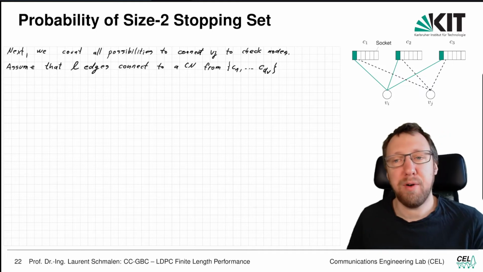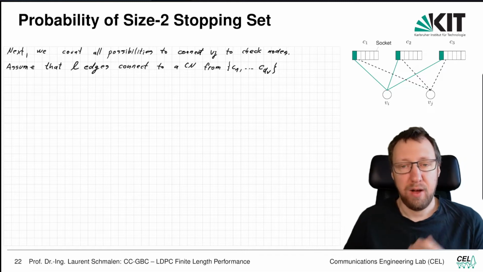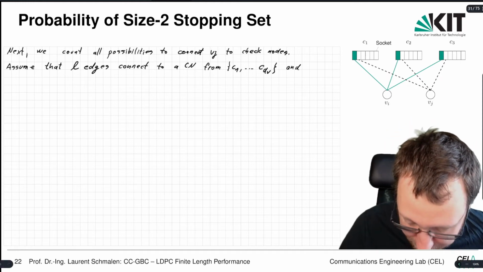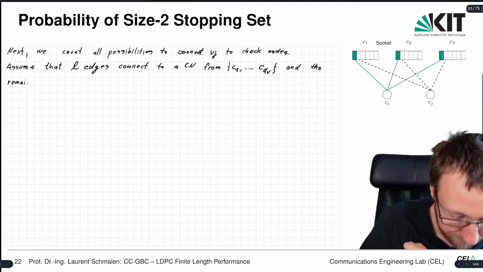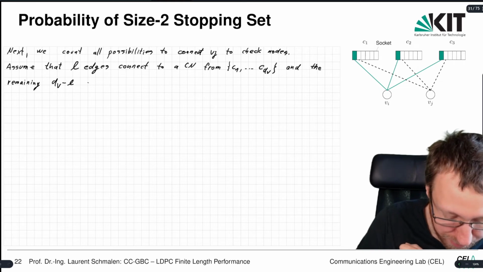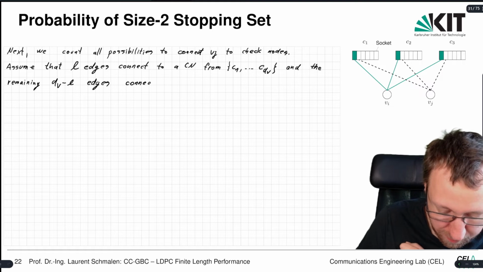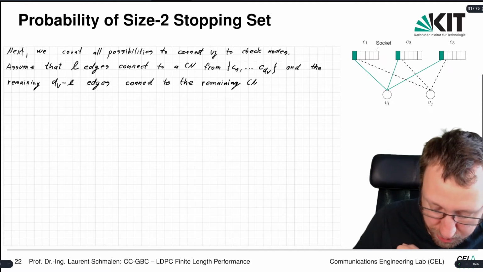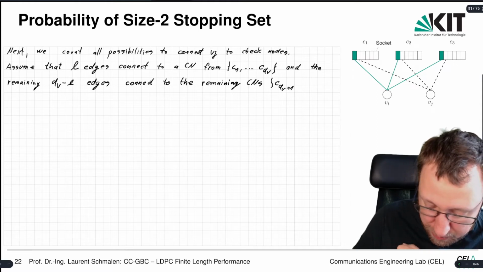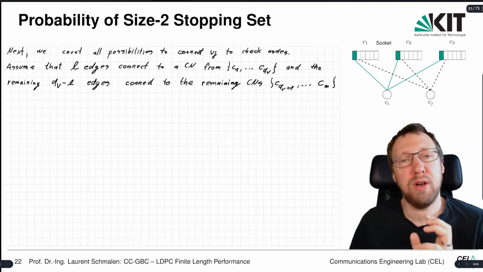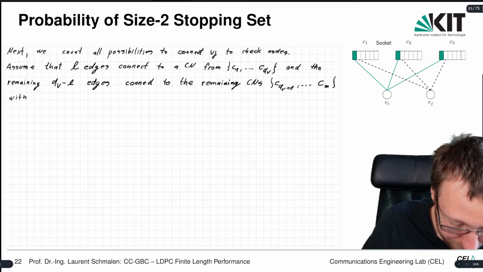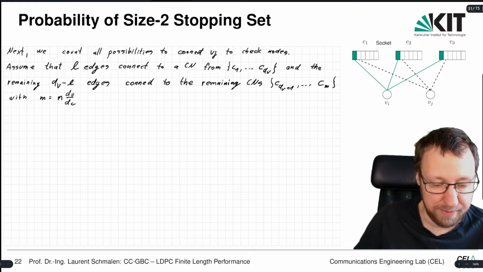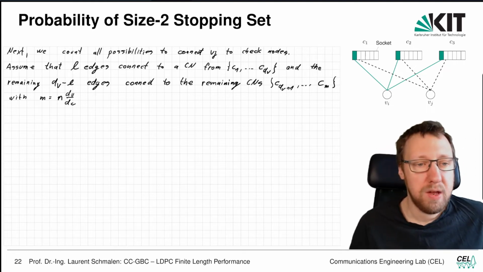And we denote by L the number of edges that connect already to those sockets that we already have occupied, and DV minus L edges connect to the remaining. The remaining DV minus L edges connect to the remaining check nodes, which are C DV plus one up to CM. We have a total number of M check nodes, and we know that M is equal to N, N is the length of the code, times DV divided by DC. Okay, so now we do the same exercise.